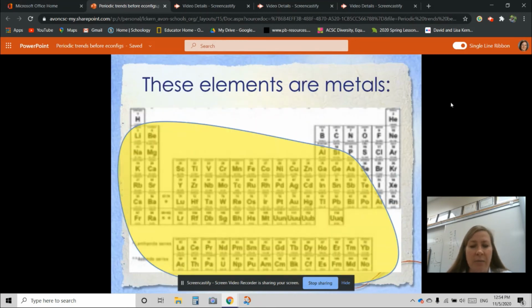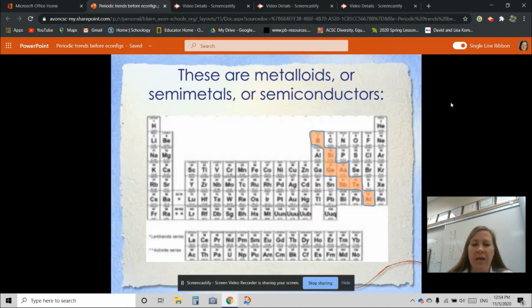All of these elements are metals. I didn't get real specific with that squiggly line over with boron and silicon and such. And then these elements here are known as metalloids or semimetals or semiconductors. These elements have properties of both. So they're somewhat metallic, somewhat non-metallic. So metallic properties would be things like being shiny, being a solid at room temperature, conducting electricity. So these elements will do some of those things or do them kind of well, but not so well as the others.